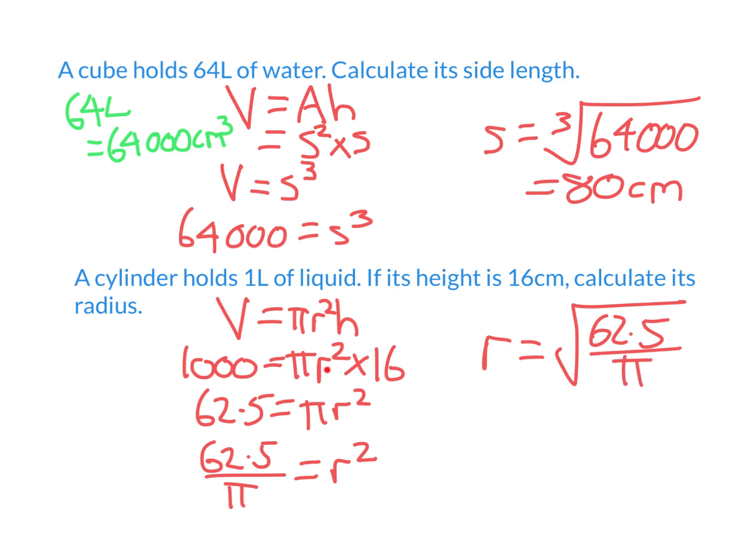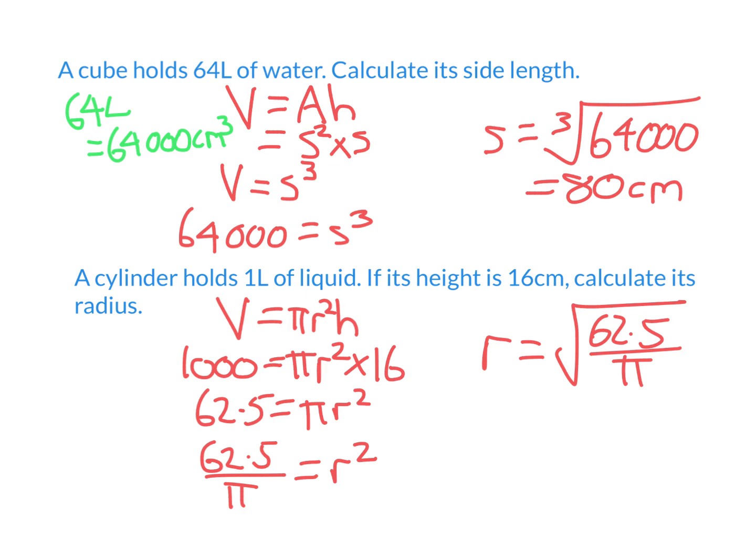Now note, when you're solving for r, you need to undo things in the opposite order to BIDMAS. So when I got to here, for example, BIDMAS is brackets, index. This is an index. It comes before multiplication. That's why I undid the multiplication first. You have to undo things in the opposite order to BIDMAS. So it's really important that we divided by pi first, then square rooted.